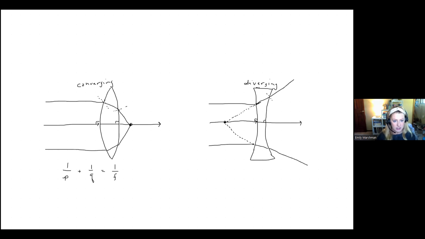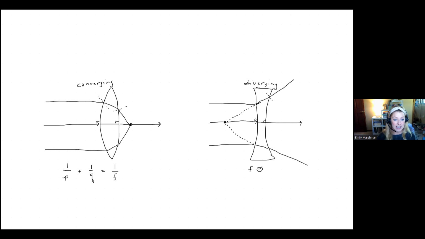But for a converging lens, the focal length is a positive number. Whereas for a diverging lens, the focal length will be denoted as a negative number because the light that is diverged is over here, but the image is on the opposite side of that diverging light, right? So it's a negative value for the focal length.